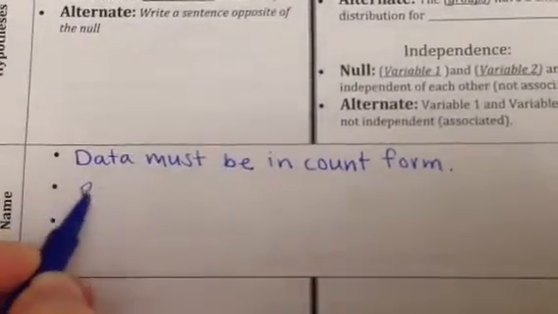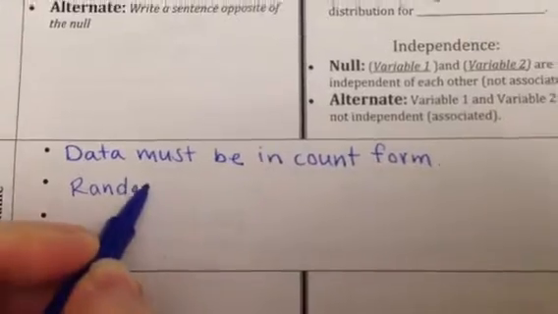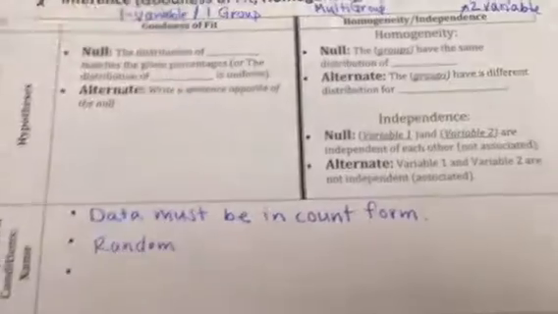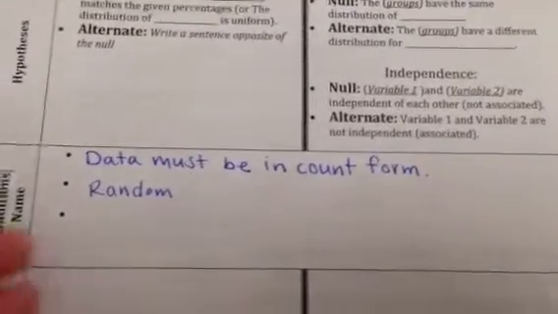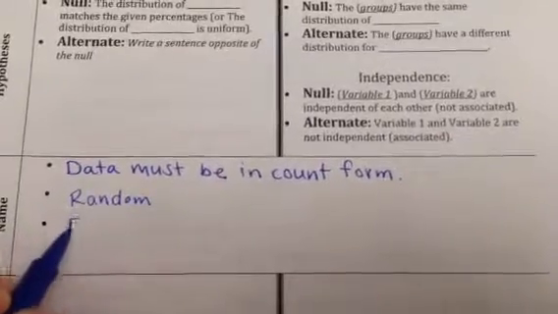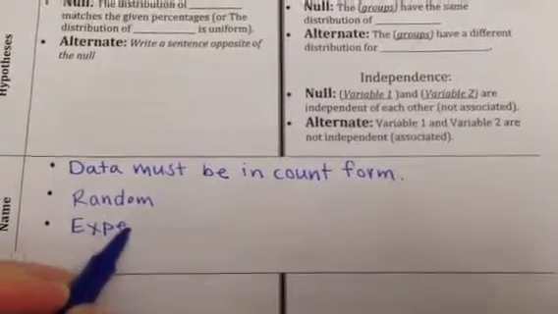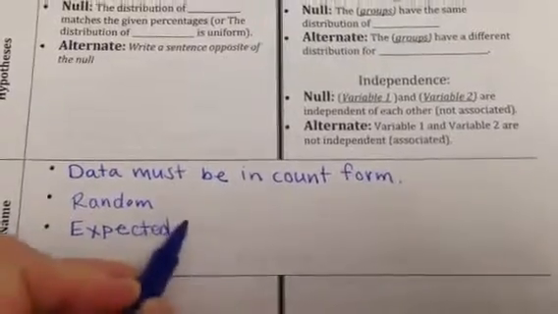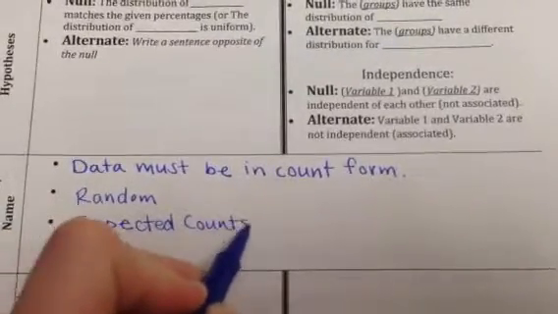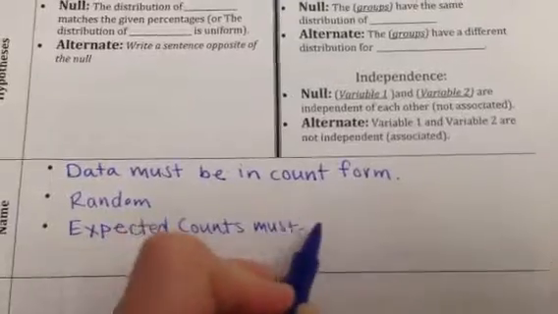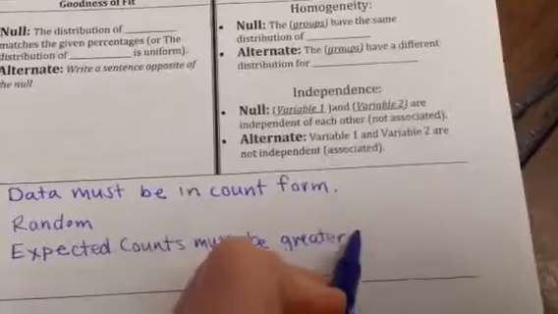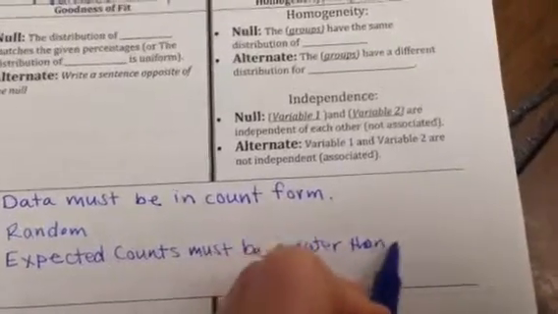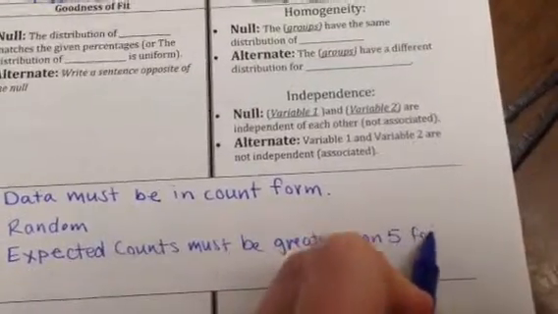The next is randomness of some sort. Usually it's a random sample, but you might have, for homogeneity, experimental data, and so then you might have random assignment to the groups. And then finally, it's a large enough check. You actually want to make sure it's the expected counts that you check must be greater than or equal to 5 for each cell.